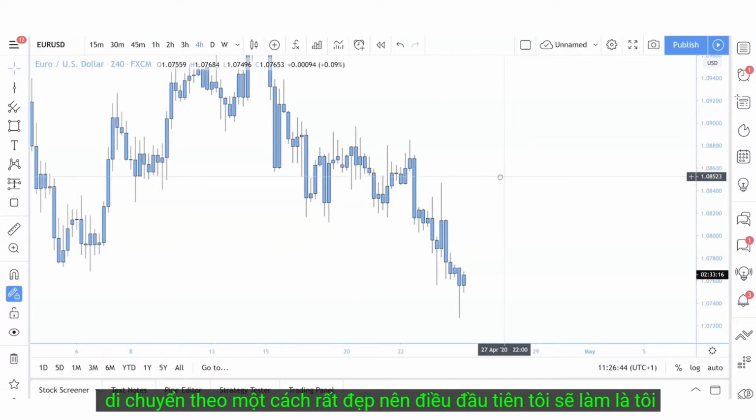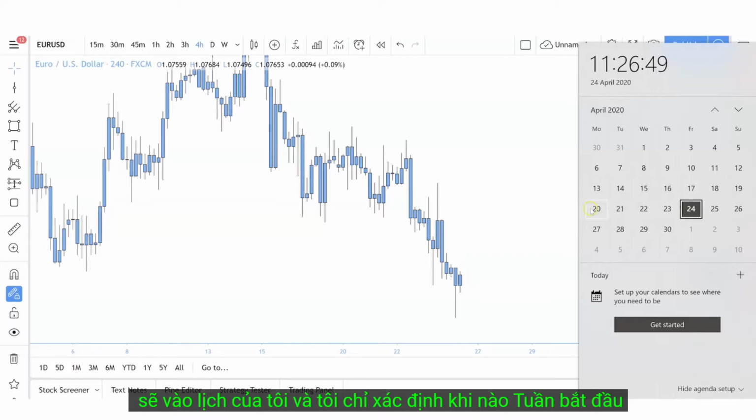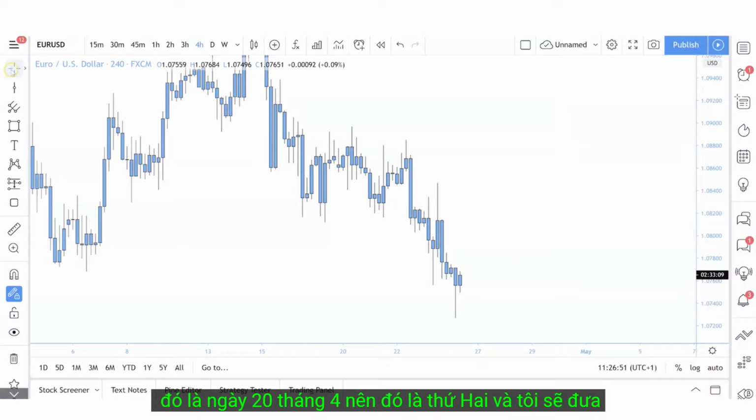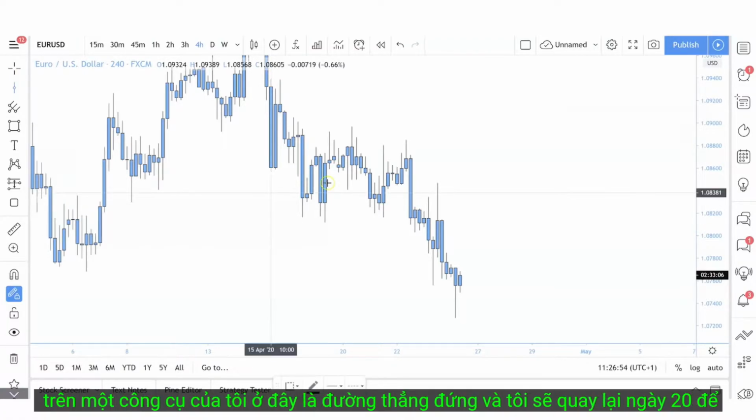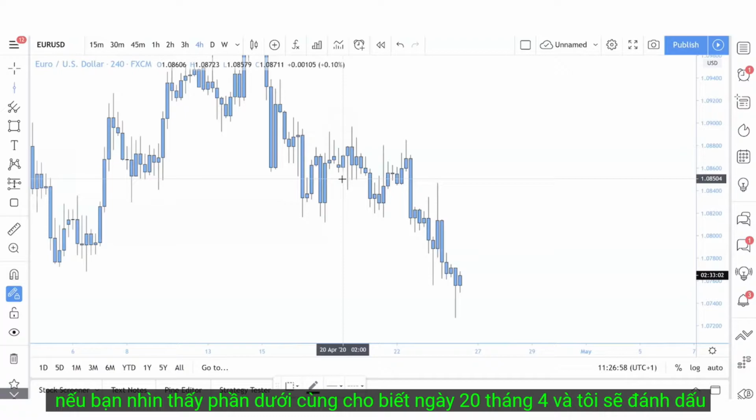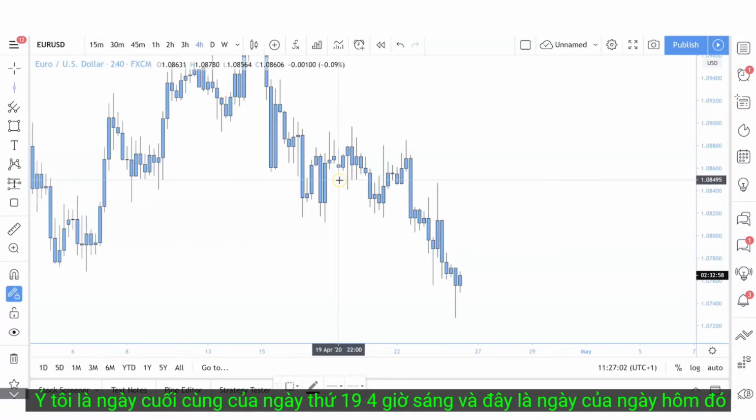So the first thing that I'm going to do, I'm going to go to my calendar and identify when the week starts, which is the 20th of April. So that's a Monday. And I'm going to bring over my tool here, the vertical line, and go back to the 20th. If you can see down the bottom there, it says the 20th of April, and I'm going to mark off the last day of the 19th, 4H candle, I mean, and then this is the data that I'm working with to the right.